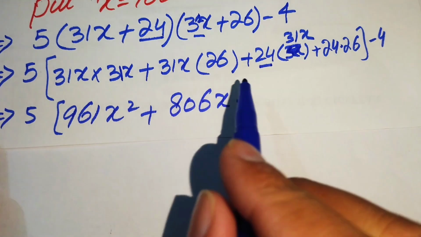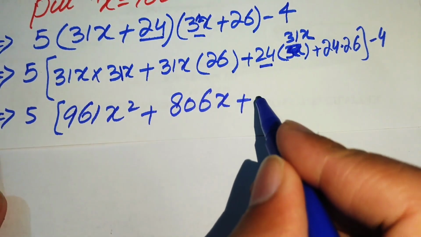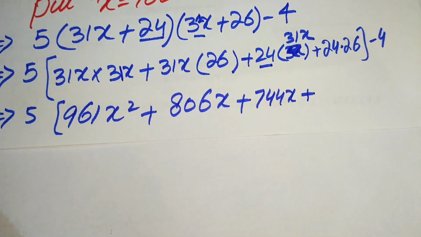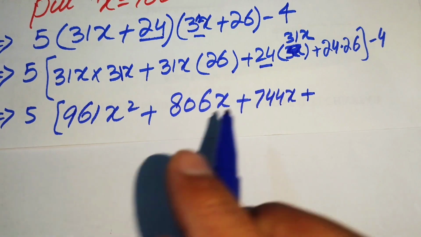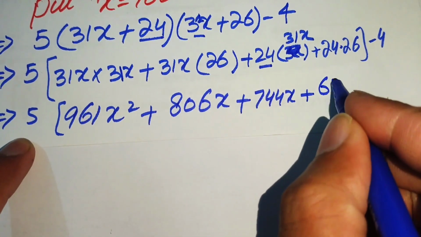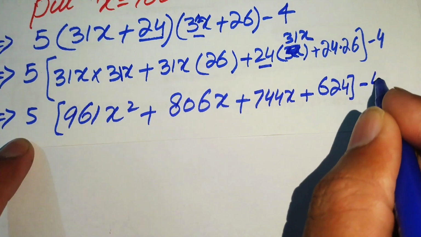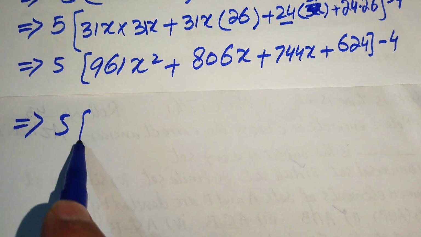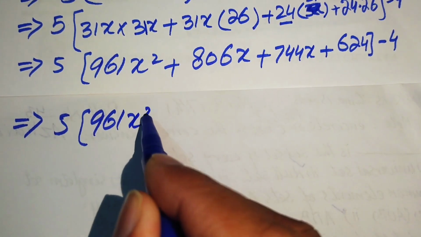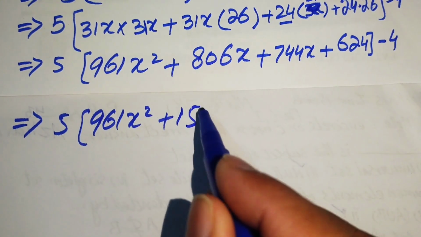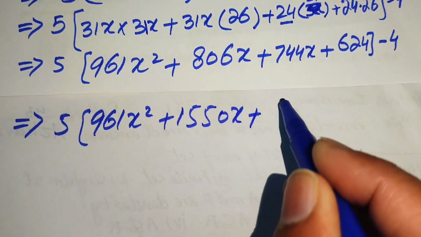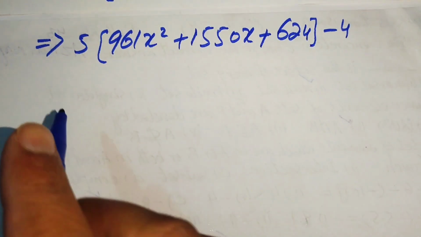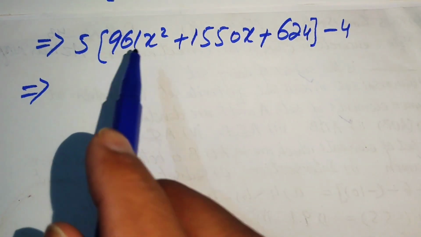Okay, so you get here 744x, plus here you multiply 24 by 26. When you multiply 24 by 26, you will get 624 minus 4. So now here we need more simplification, and we write it as 5 into 961x squared. So we add these two terms, and you get 1550 into x plus 624 minus 4. And now you focus here and you see that this 5 is multiplied by each of these terms.